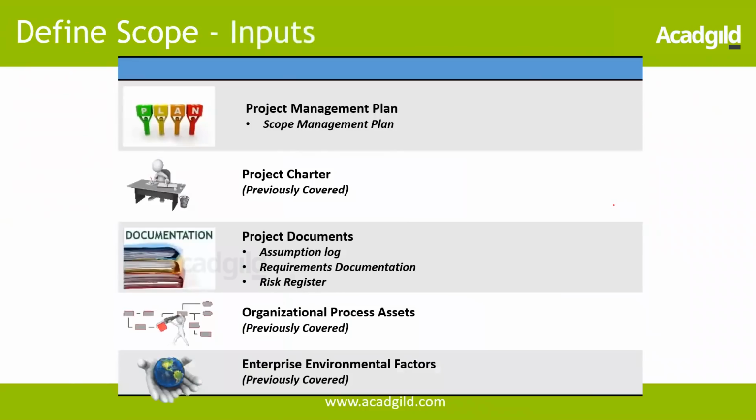So let's look at the inputs here. Again, project management plan, we know. The key subsidiary document is going to be the scope management plan that was created in the very first process. Then, of course, the project charter, project documents like the assumption log, requirements documentation, risk register, then OPA and EEF.